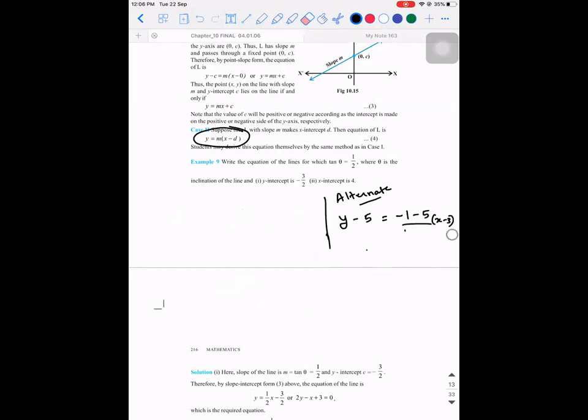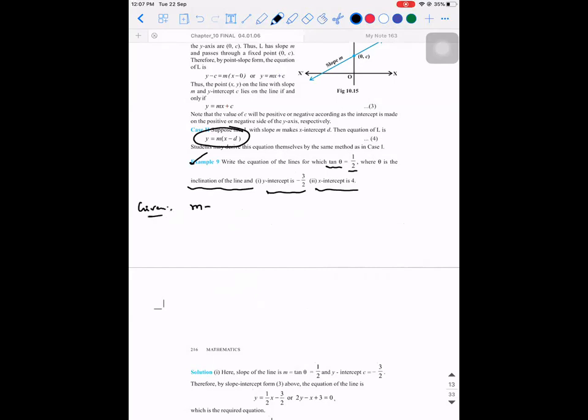Listen. We need to write the equation of the lines for which tan theta is equal to half, where theta is the inclination of the line, and y-intercept is minus 3 by 2, x-intercept is 4. So what is given? M is equal to half, accepted.